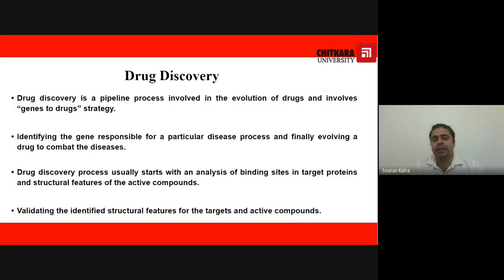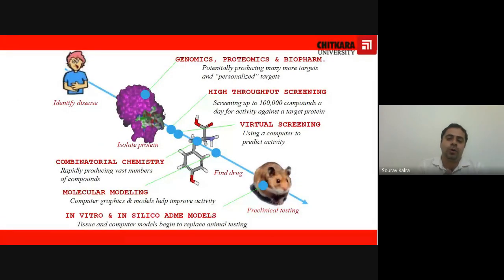So after finding this, we have to validate the target, that is, how these targets are validated. There are some methodologies like docking, pharmacophore designing, e-pharmacophore. Many technologies are there by which we can validate these targets. We can isolate the proteins, and after isolating, we can target those proteins using combinatorial chemistry also. So this is the whole process.